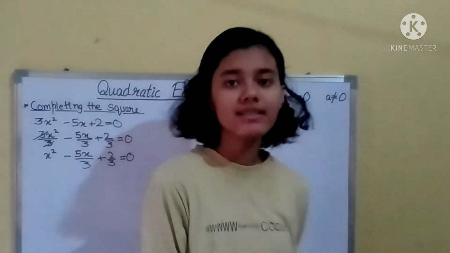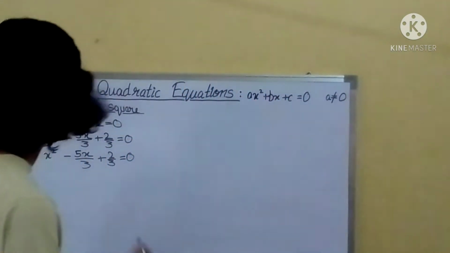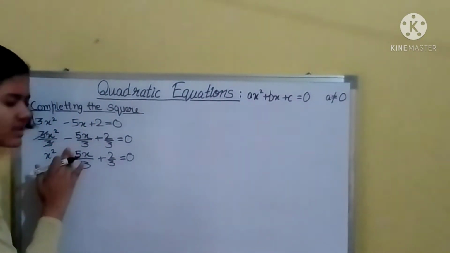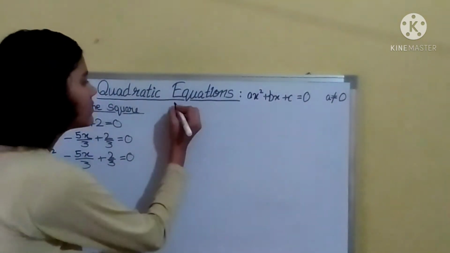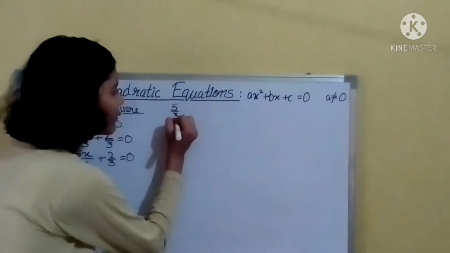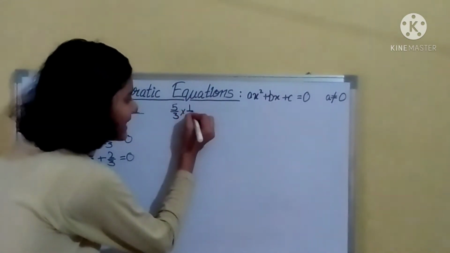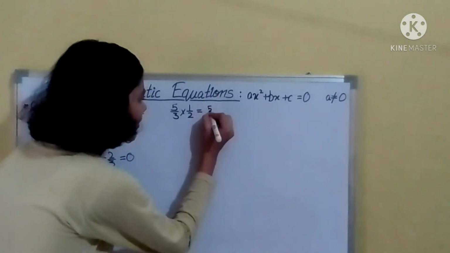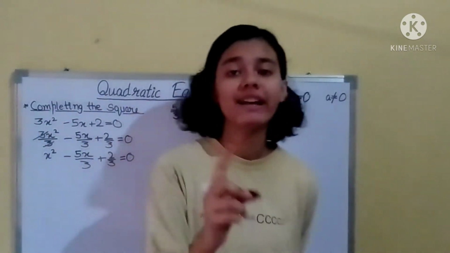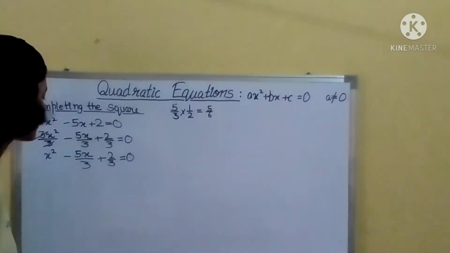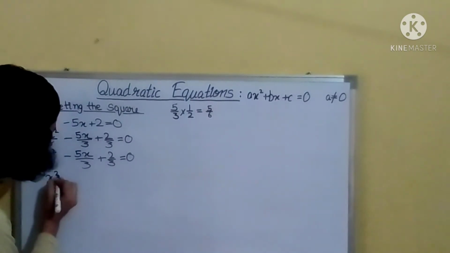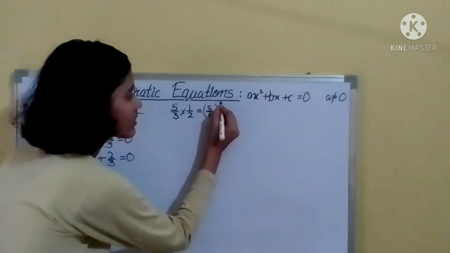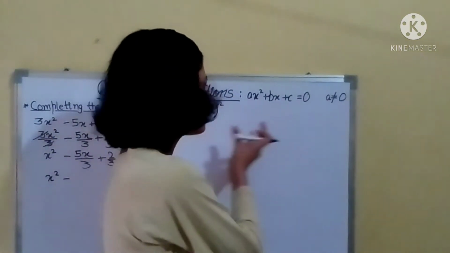Now the next step is, see, the coefficient of x is 5 by 3. Don't see this minus, just 5 by 3. So we have to take half of 5 by 3. Half of 5 by 3, you do this in rough, is 5 by 6. Here x square. Now when you write this, you have to put the square also, like this. We don't have to solve it, we just have to put a square.